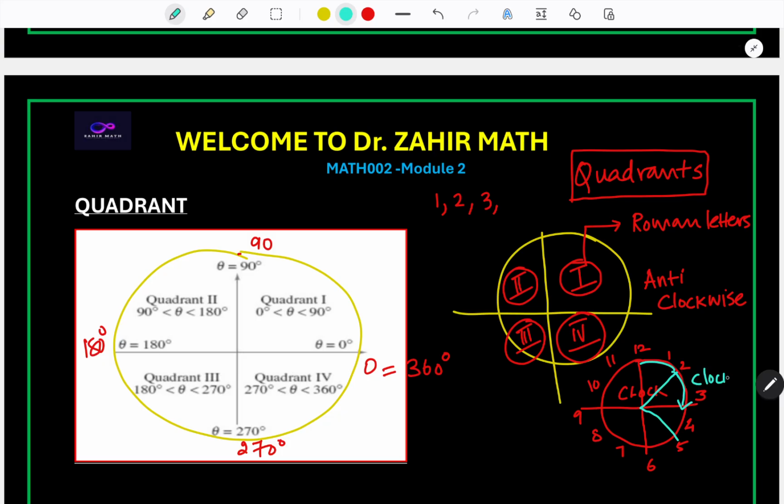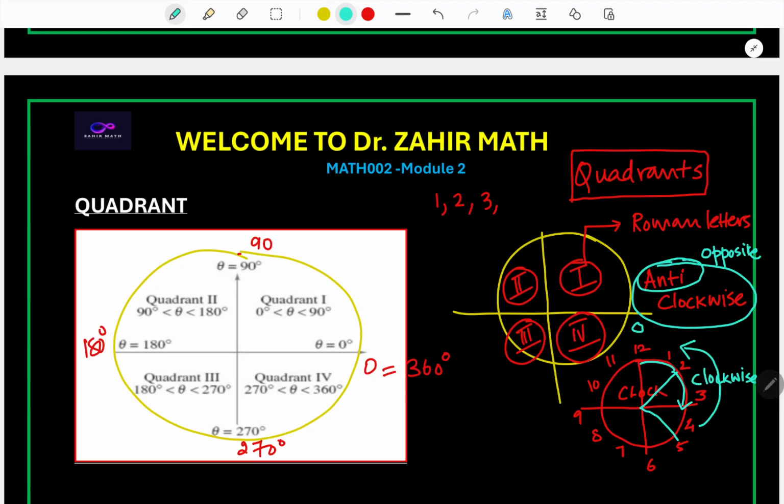This is called clockwise direction. In English we call it clockwise. But the quadrants are measured in anti-clockwise. It means, anti means we are going the opposite way. Opposite means anti-clockwise direction.